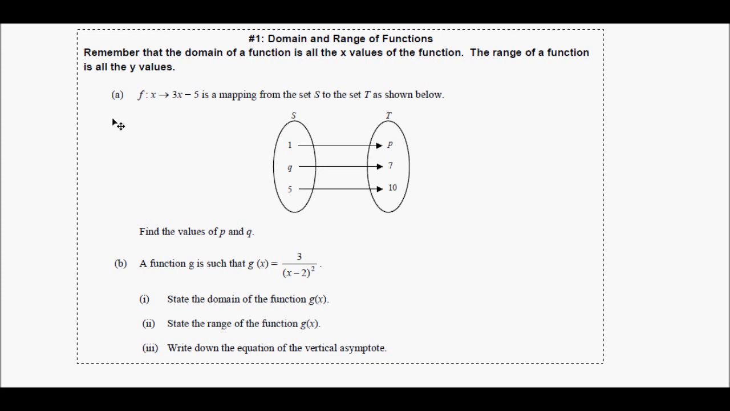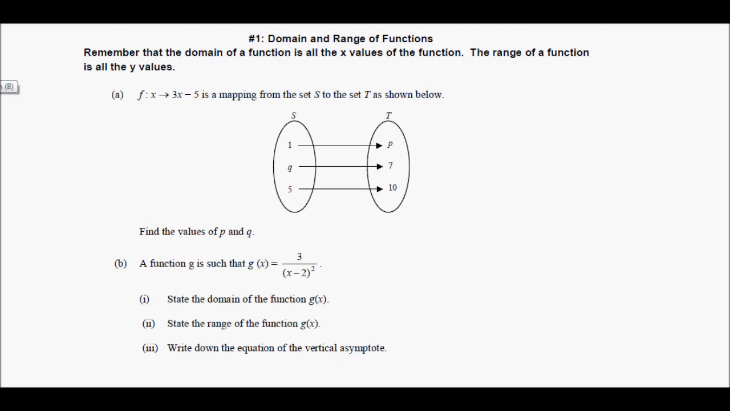It says f of x is 3x minus 5. It's a mapping from the set S to set T as shown below. Find the values of P and Q. Well, if we want to find P, that's the f of x value or the y value, so we just need to plug in 1 for x here. So to find P, we would do f of 1 equals 3 times 1 minus 5, which would be negative 2. So P is negative 2.